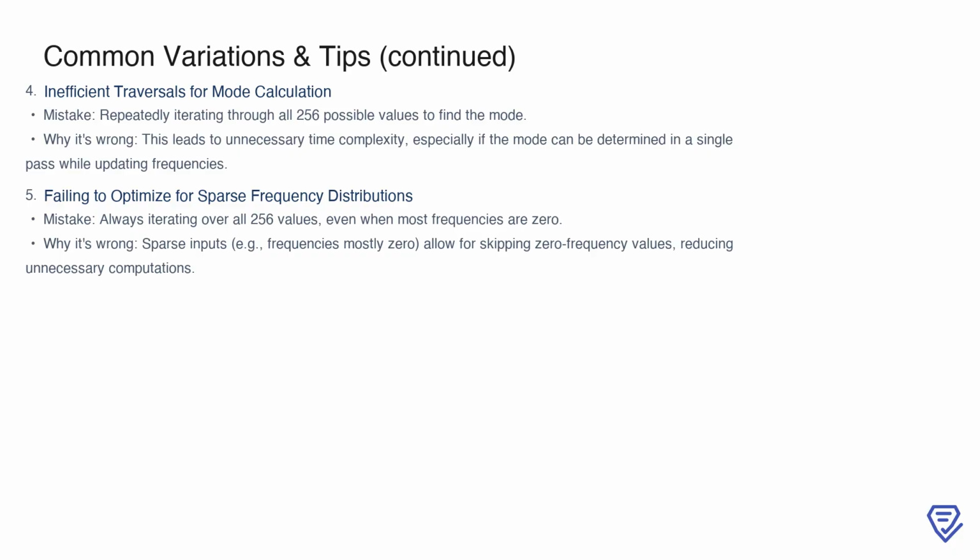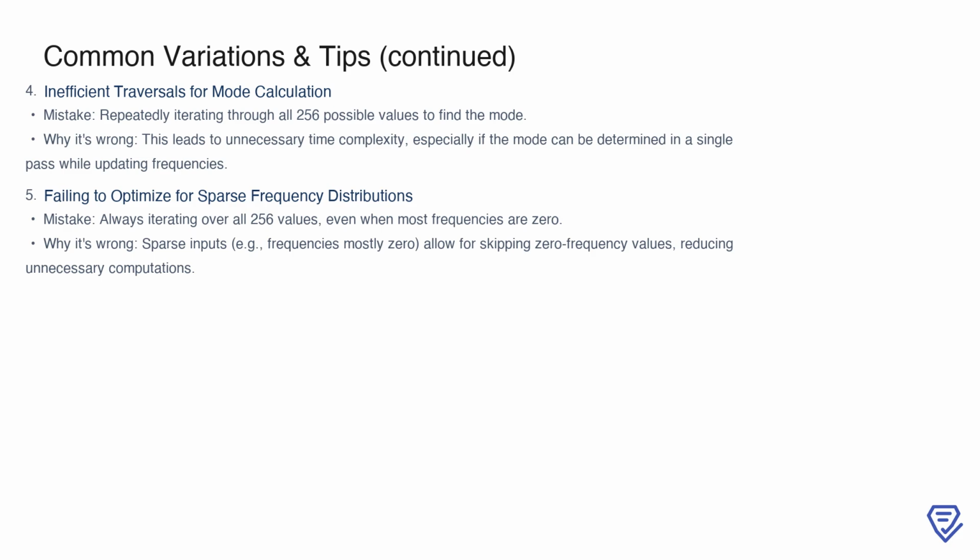Another set of mistakes stems from inefficient approaches to computations. For instance, repeatedly iterating through all 256 possible values to find the mode is unnecessary and can significantly increase time complexity. Instead, the mode can be determined more efficiently in a single pass while updating frequencies.